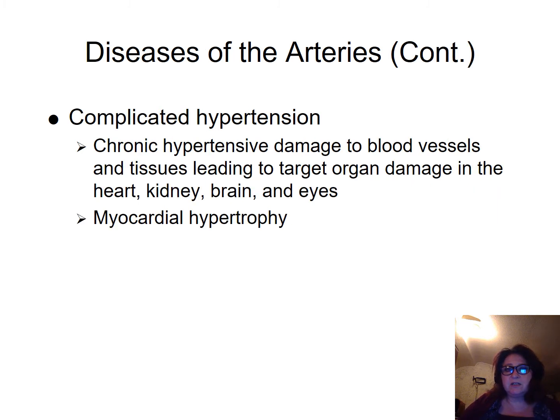Complicated hypertension is chronic hypertensive damage to the blood vessels and tissues. It leads to target organ damage in the heart, kidney, brains, and eyes, and that's the unfortunate thing. That's why now it's funny, I'm seeing people are getting treated so much earlier for hypertension than they used to. When I first started in the field, if a patient came in at 33, 34 with elevated blood pressure, the provider would say, "Oh, you're too young to have high blood pressure." Not the case now. They're put on antihypertensives.